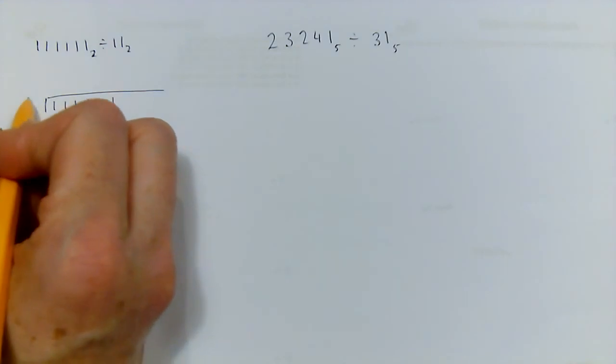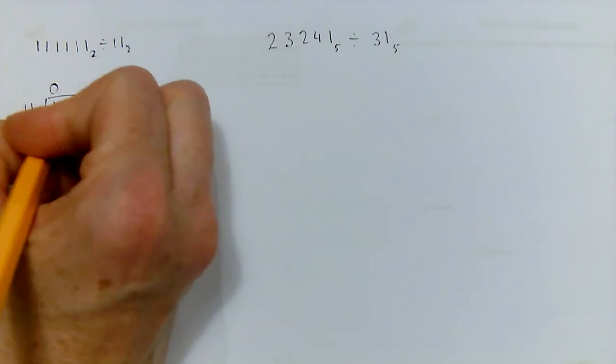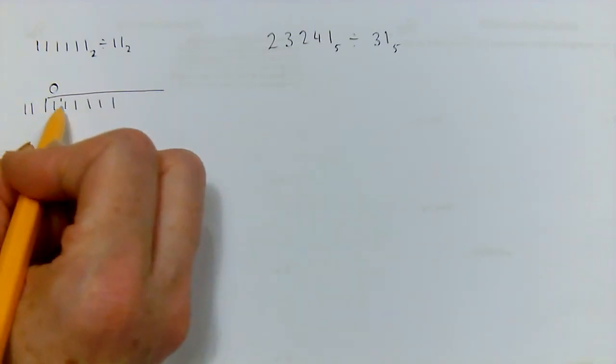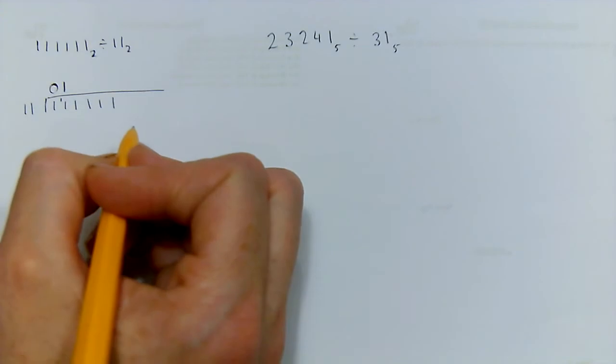So we see how many 1s fit into a single 1, and that's 0. So we carry along the 1. How many 1s fit into 1, 1? Well, that's a nice 1 exactly with no remainder.